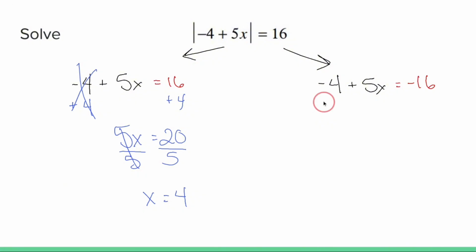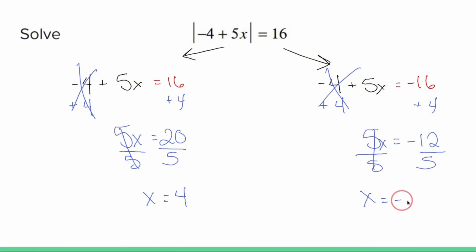Now we do this guy too, add 4. 5x equals negative 12. Divide both sides by 5. And x is going to equal negative 2.4.